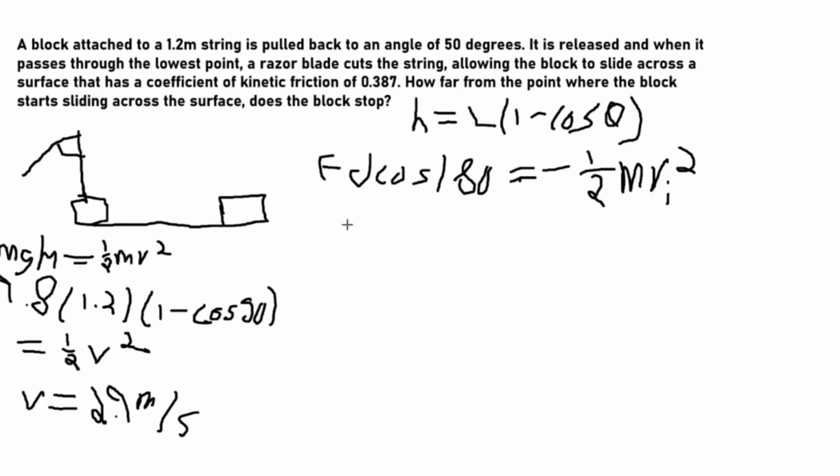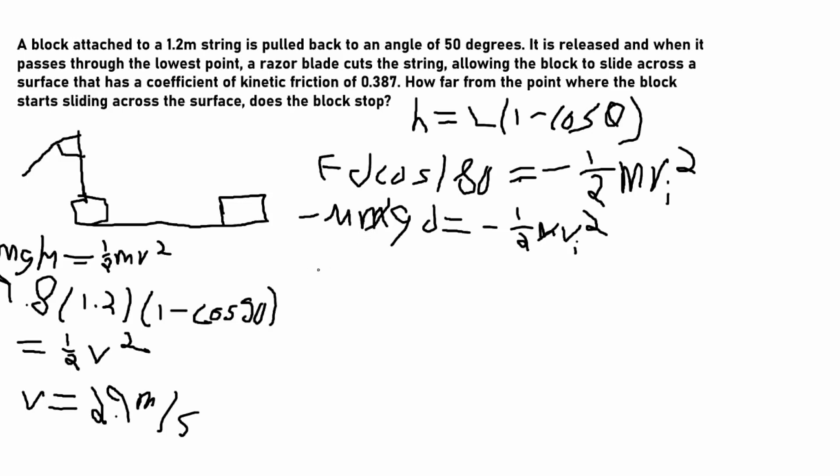Now for the force, you're going to use force normal, which is going to be equal to the force weight. The equation for force normal is that mu times mass times gravity. I'm going to make this all negative because of that cosine 180. It's going to be multiplied by that distance. Now we're going to have the negative 1/2 mass velocity initial squared. Masses will cancel out.